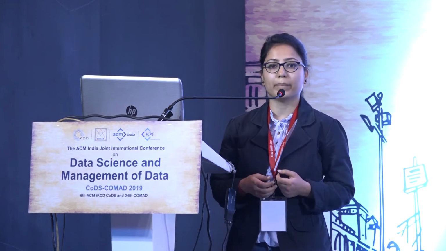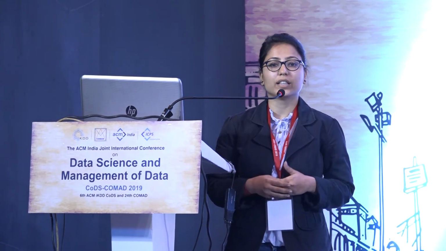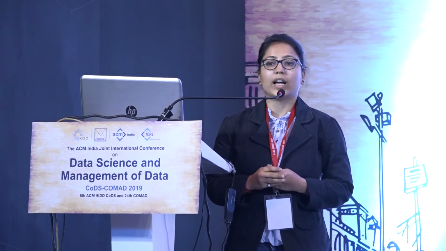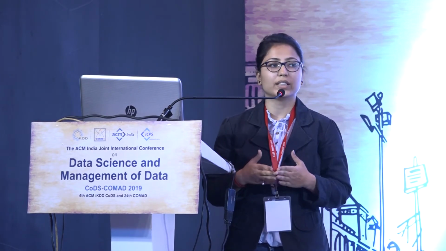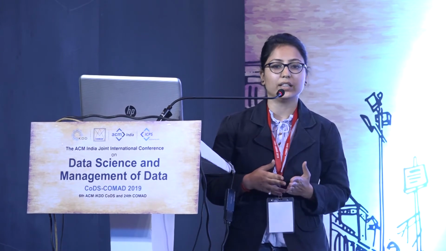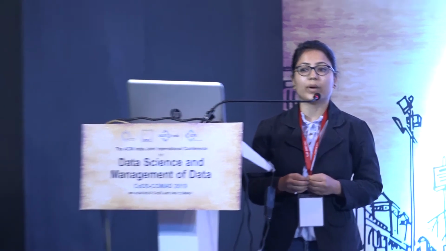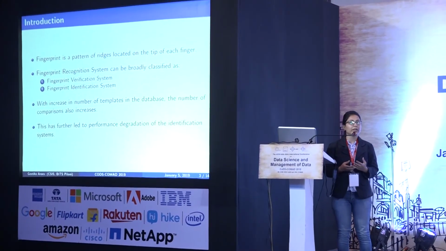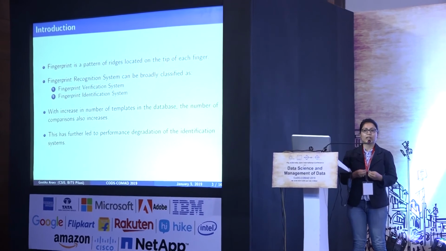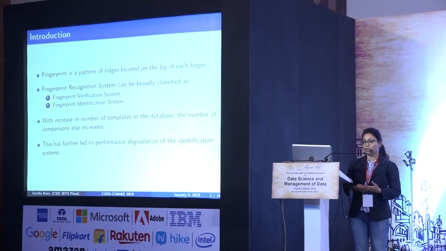This takes one-to-one comparison, because the user claims that I am this person and gives his fingerprint, and the system checks with only that template that is stored against its identity. But in fingerprint identification systems, there are one-to-many comparisons, because there is some random fingerprint, and the system compares this fingerprint with the whole database to establish its identity.